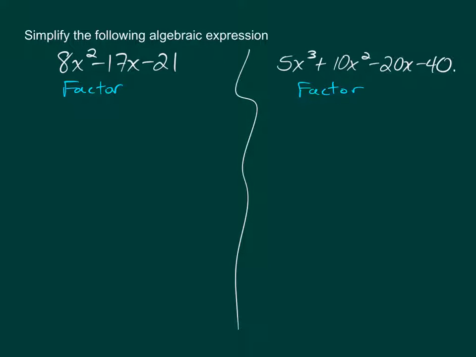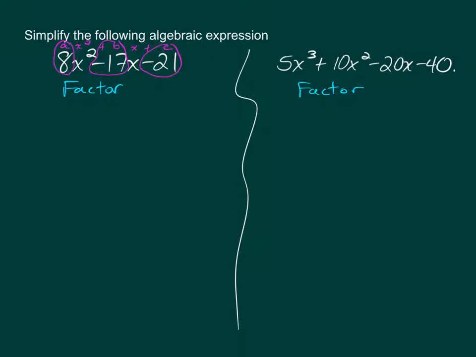And in order to factor, there's a very sure way to do this. And that is to remember that you start out with ax squared plus bx plus c, and you find a, b, and c, all with the sign that is included with the number. So in this case, b is negative 17, and c is negative 21, and a is a positive 8.